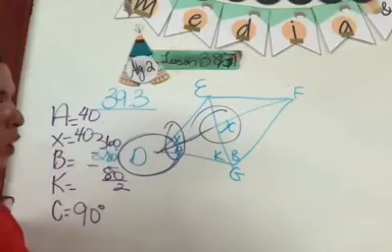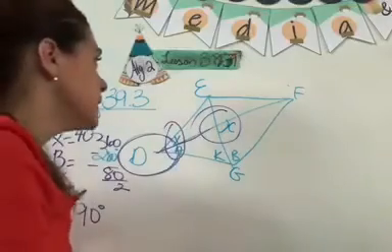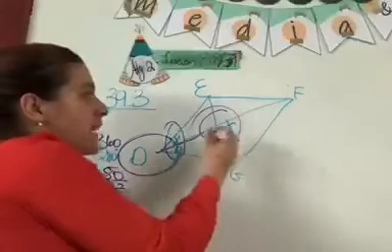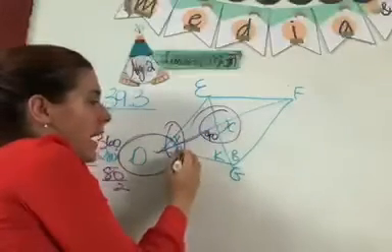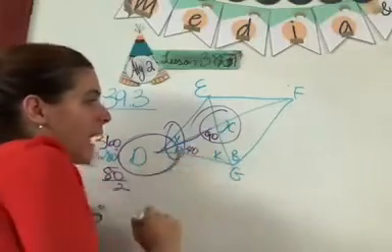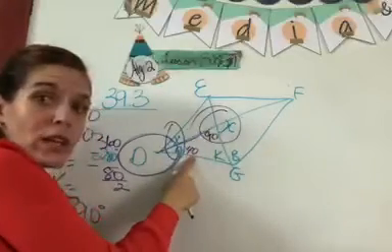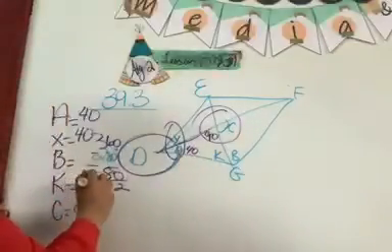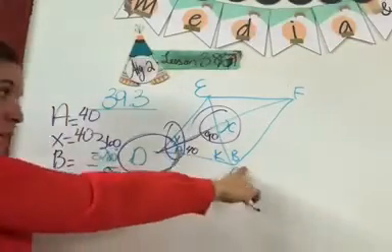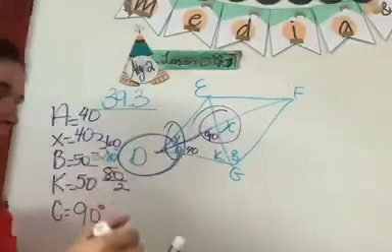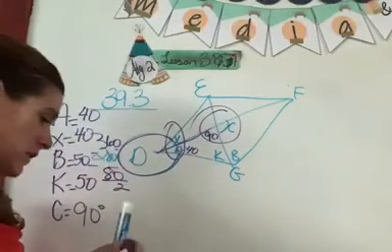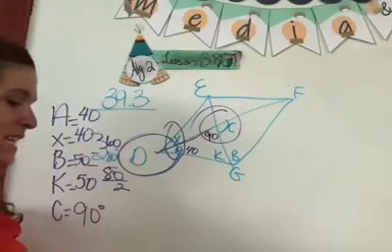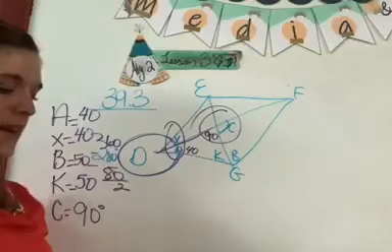Okay? Well, knowing that, then we also know that, look, this is 90, you guys, and A is 40, so what's K? Well, 90 plus 40 is 130. 180 minus 130 means that K is 50. And look, if K is 50, B is equal to it, so B is also 50. So what do you have? You have A is 40, X is 40, K is 50, B is 50, and C is 90.